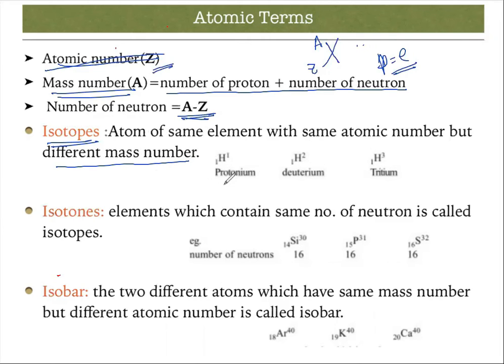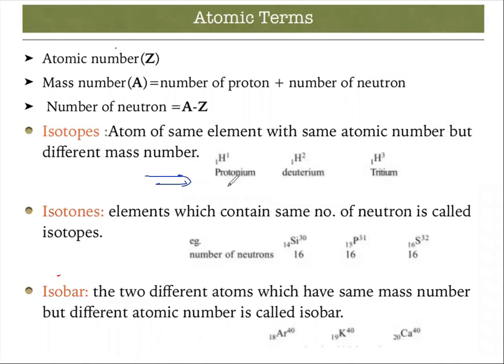For example, if you look at these three examples, in all these cases the Z remains the same. That means the atomic number remains the same, whereas the mass number keeps changing. So these three examples are isotopes, and those are isotopes of hydrogen. Next one is isotones. Isotones means elements containing the same number of neutrons. Remember, same neutrons is called isotones.